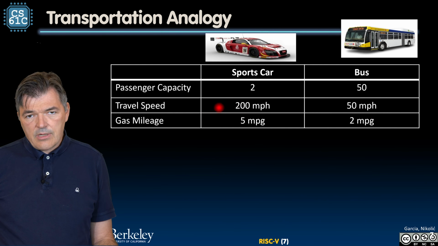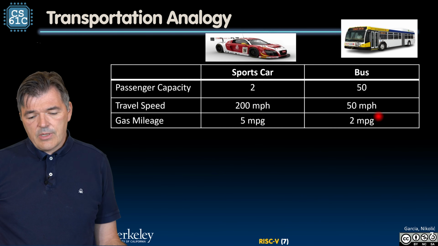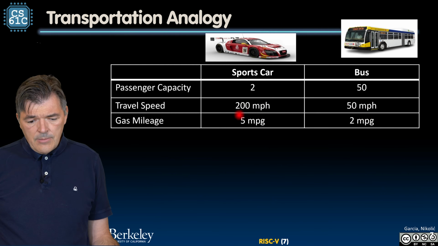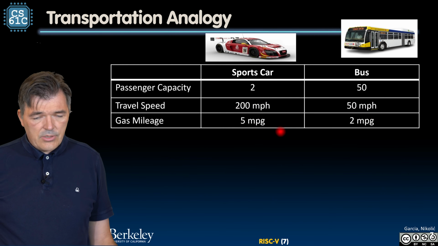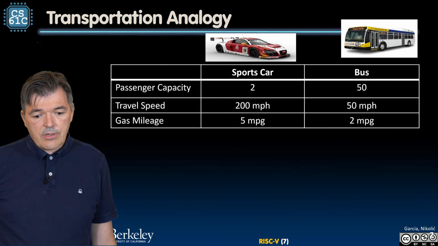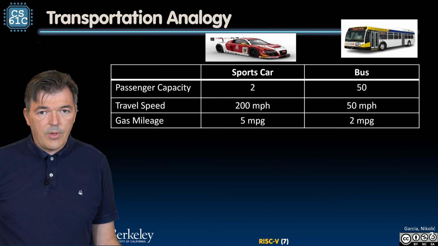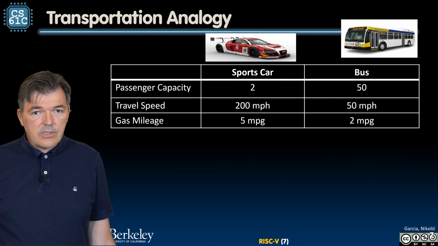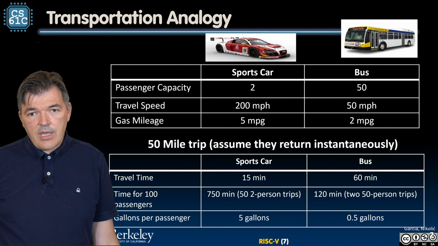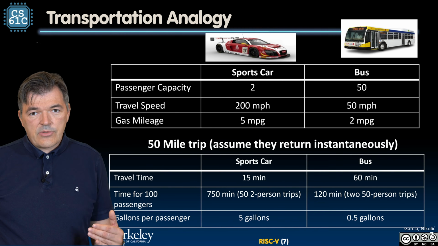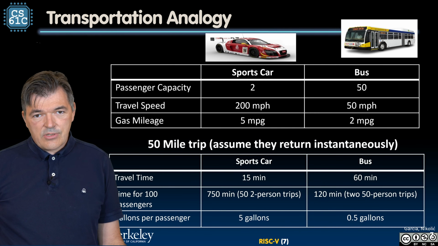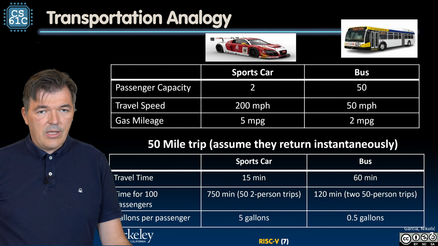A sports car can go at 200 miles per hour and the bus can only go at 50 miles per hour. And the gas mileage for the sports car is 5 miles per gallon, so it can go more miles per gallon than a bus that can only go 2 miles per gallon. So let's see how they perform on a task that involves transporting 100 passengers over a 50-mile trip.